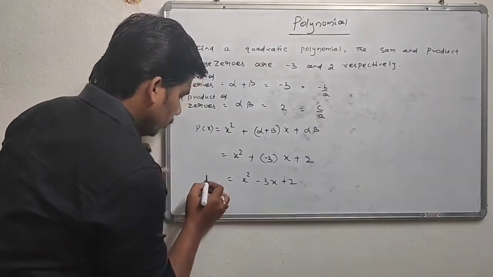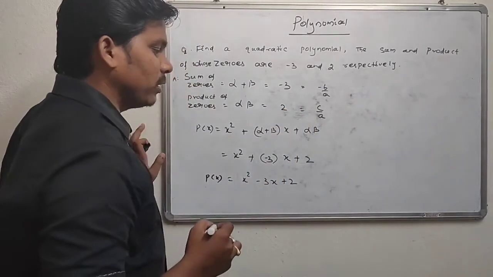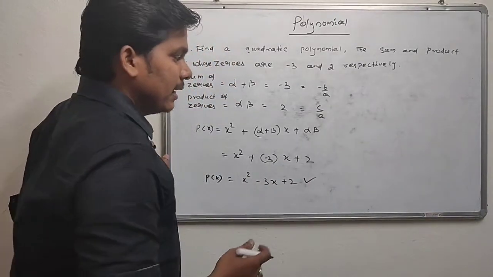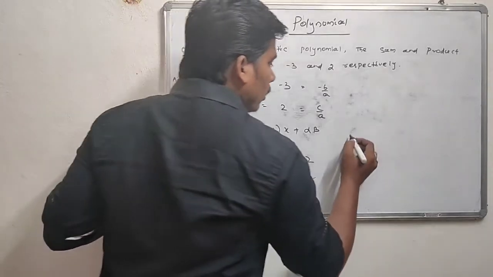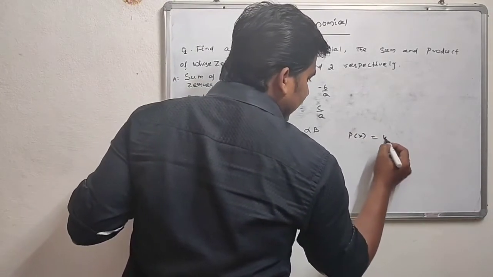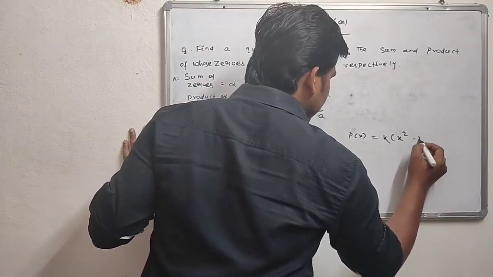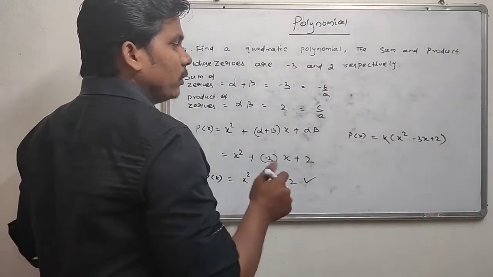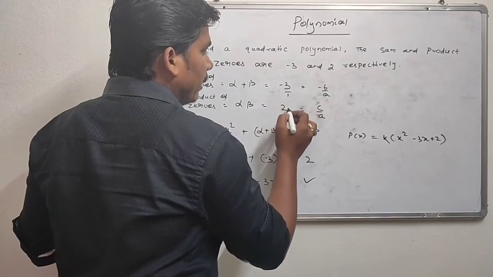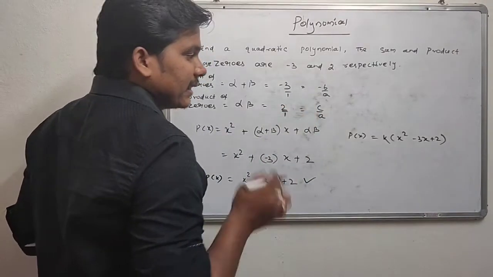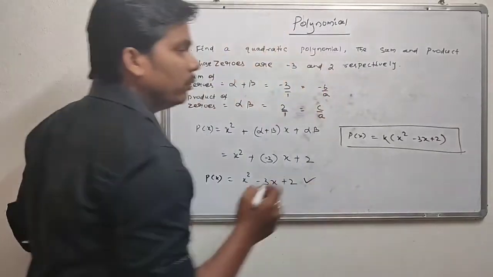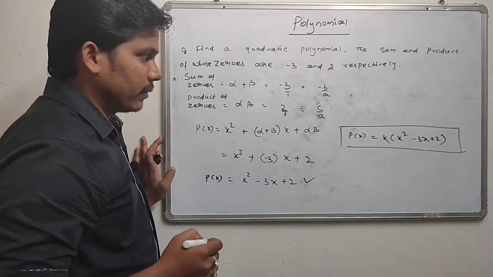Then this polynomial p(x) equal to x square minus 3x plus 2 may not be the final equation. We can say the polynomial p(x) equal to k into x square minus 3x plus 2, and we can check this value. As we know, this a may or may not be 1. That's why you can check by using p(x) equal to k into x square minus 3x plus 2.